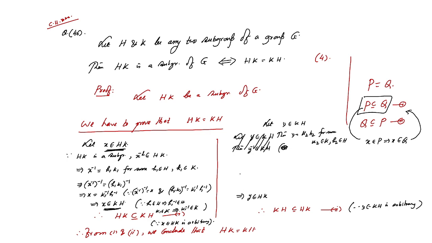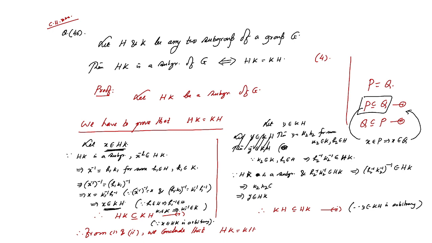Since K2 belongs to K and H2 belongs to H, from that we can write H2 inverse and K2 inverse, that belongs to HK. Why? Because H2 inverse belongs to H and K2 inverse belongs to K. And since HK is a subgroup, and H2 inverse K2 inverse belongs to HK, from that we can write H2 inverse K2 inverse whole inverse belongs to HK. That implies K2 H2 belongs to HK.